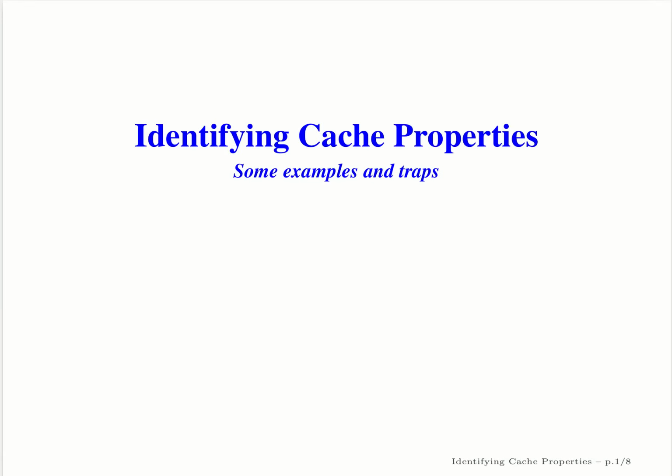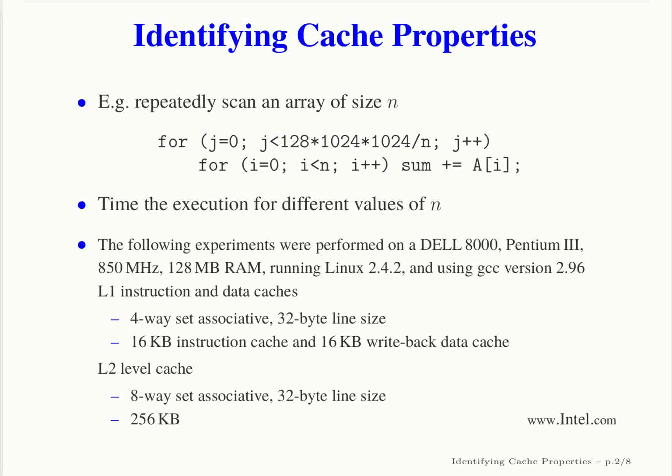We now look at a simple program that tries to identify the cache properties to see that these cache structures do in fact impact the practice. The main idea is to use the following two nested for loops. The first for loop runs from 0 to some big number divided by n, and the second for loop runs from 0 to n. And the second for loop accesses an array of size n.